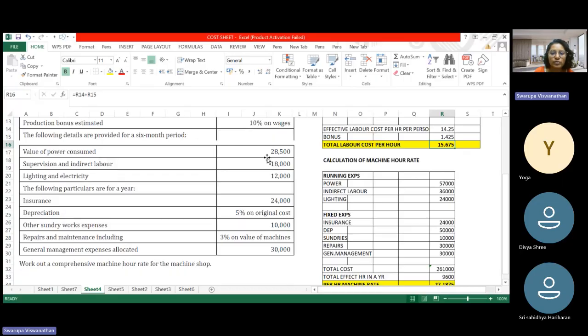Value of material consumed, so it will be 28,500 into 2. Then supervision 18,000 into 2, which is 36,000. Heating and lighting 12,000 into 2, that is 24,000. This is per year.